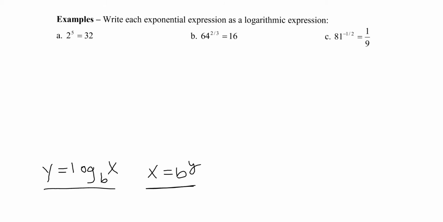So if we have exponential form and we want to put it in logarithmic form, what we're going to do is, remember your y is your exponent. So here's my y value, that's my exponent. The base of your exponent, or your power, is your b, and the answer is your x. So I will have, in this case, 5 equals log 2 of 32.